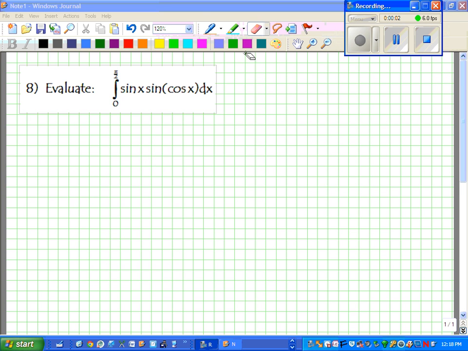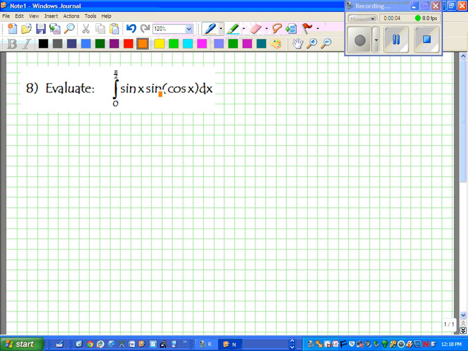Alright, here's another example where we have a trig function and we have something inside other than x. We're taking the sine of cosine of x, and in this case that's going to be our u, the cosine of x. And the derivative of that is negative sine of x dx. So we've got this sine of x and the dx. For the du we just need to make it negative, so we multiply the inside by negative 1, outside by negative 1.